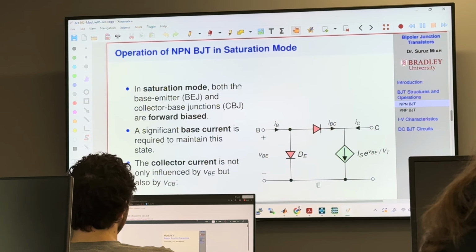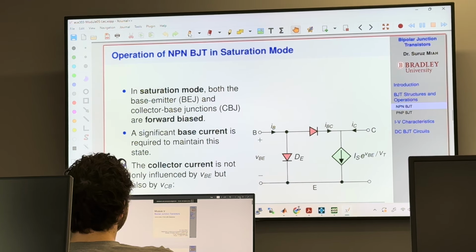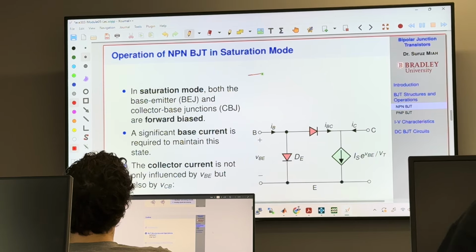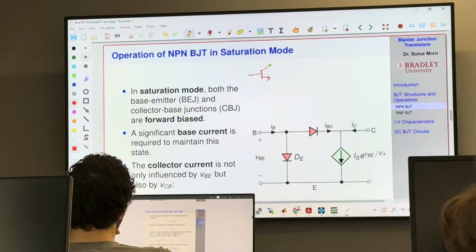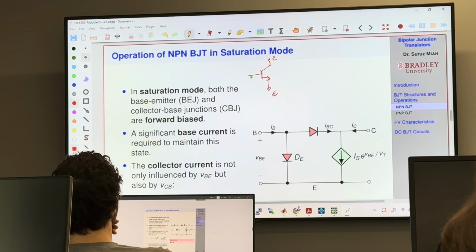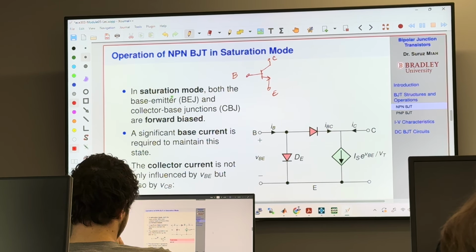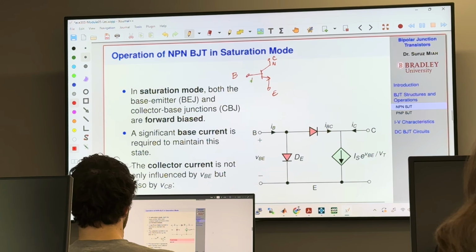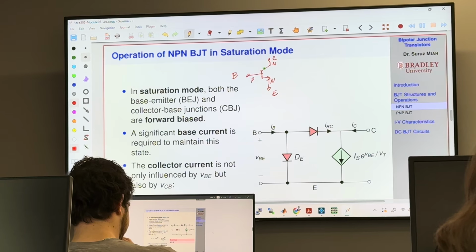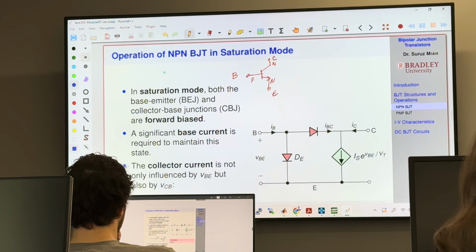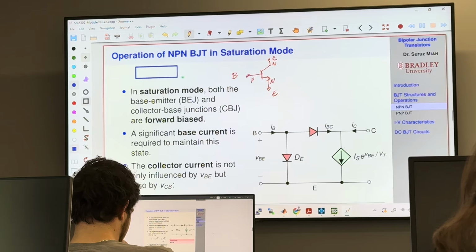Just to reiterate, we have the transistor symbol like this. This is the collector terminal, this is the emitter terminal, and this is the base terminal. And we said that this is an NPN transistor. That's the transistor that we are focusing on. So P-type material will be in the base. So this is the construction.